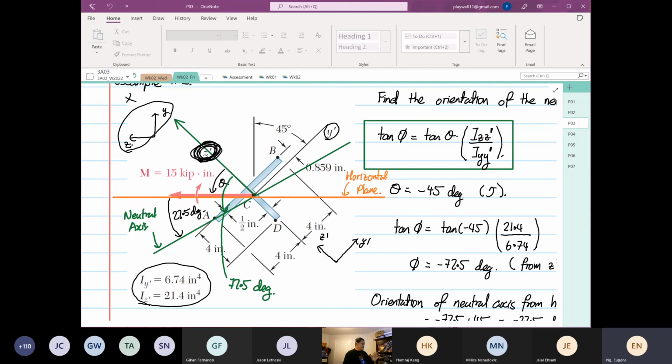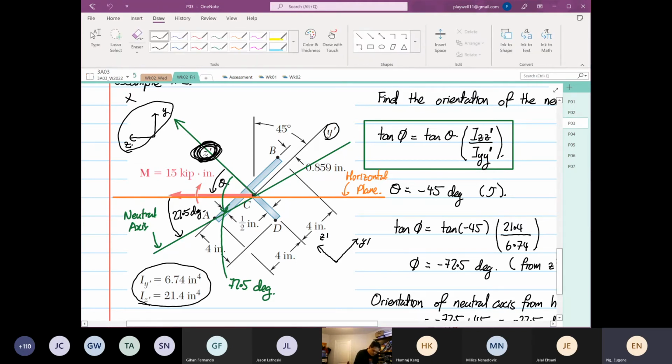That orientation, I did not tilt it. The y prime and z prime were given. But all these moments, the moment over here and the neutral axis over here, are measured from where? From the z prime axis.